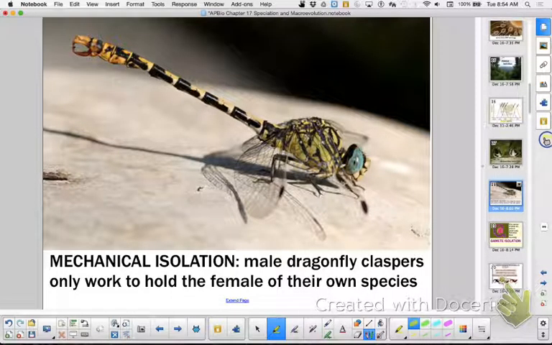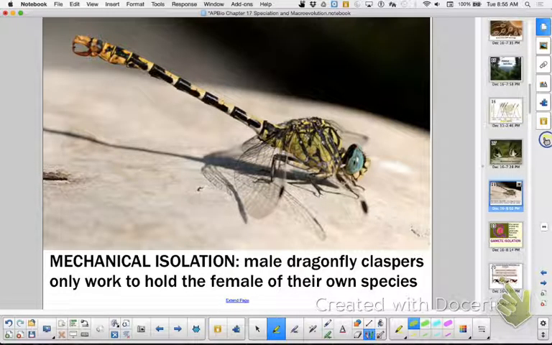No offense, but for dragonflies, for example, they have claspers to hold the female, and their claspers only work on their same species. That is another way of having reproductive isolation, because these different species are all living in the same habitat. They all want to have sex at the same time and have the right behaviors, but when they go to actually perform the deed, they can't because their claspers don't work. That would be a form of mechanical isolation.